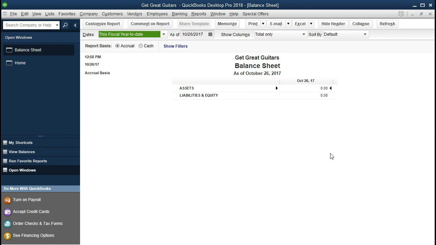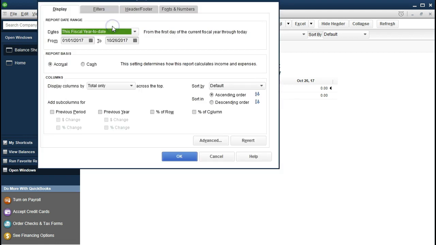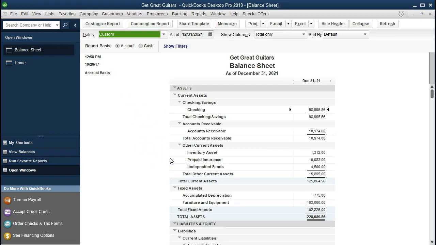Now I'm going to change the report by changing the date range up here. Instead of just the point in time, we'll talk about why there is only one point in time, but we'll go to the Customized Report first, changing the date range from 01/01/21, January 1st, 2021 to 12/31/21, December 31st, 2021. We're going to select OK, and here is our report.